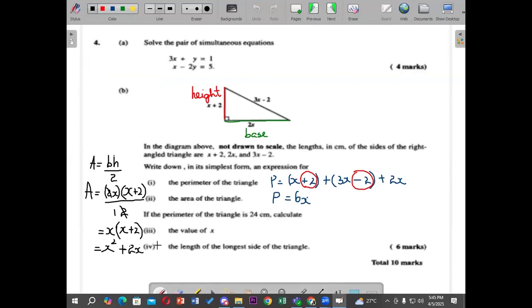Now, the fourth part of the question says the length of the longest side of the triangle is what we want to find. Which side of the triangle do you all think is the longest side? Multiple choice, you have a 33% chance of getting it correct. Do you think the longest side is the base, which is 2x? Or the height, which is x plus 2? Or, as Jahim called it, the downhill, which is 3x minus 2?